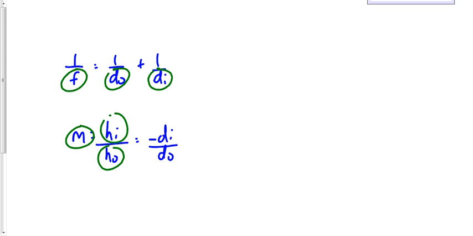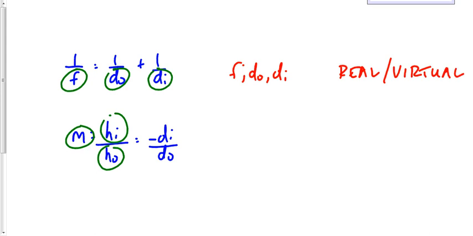Now let's talk about some signs. We gave you a table the other day, and I'm just going to summarize that table for you right now, just to refresh your memory on those signs. F, do, and di kind of go together here. They're positive or negative based on whether they're real or virtual. In other words, if we have a real focal point, then f is positive. If we have a real object, then do is positive. If we have a real image, then di is positive.